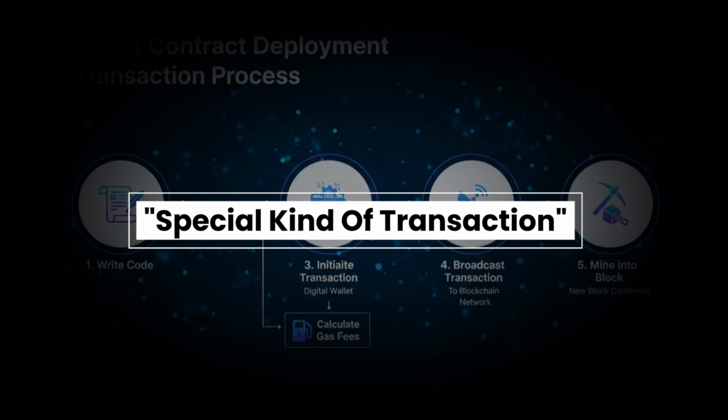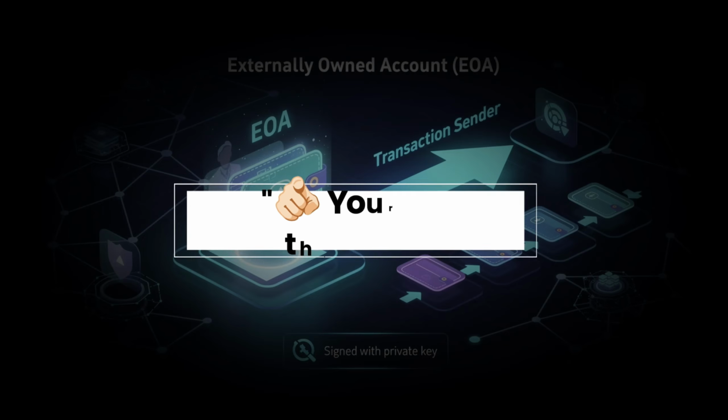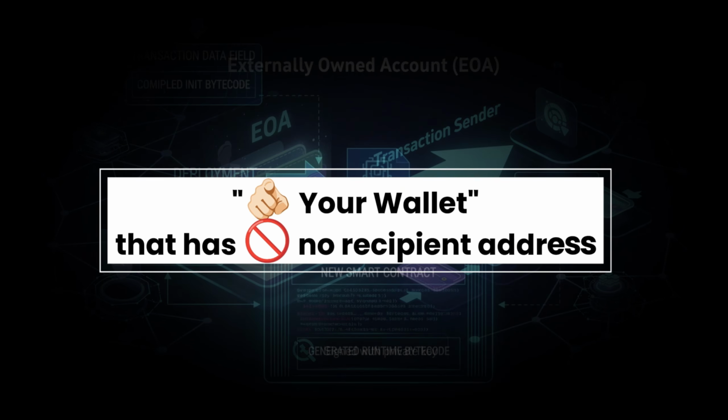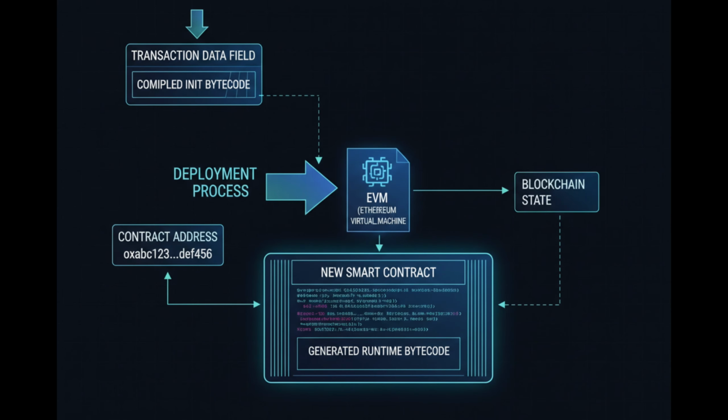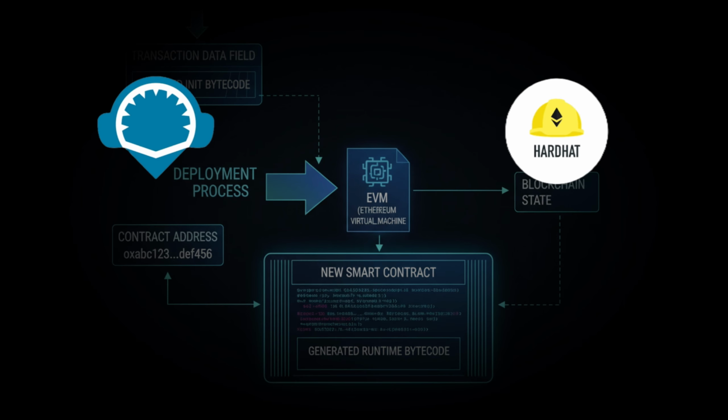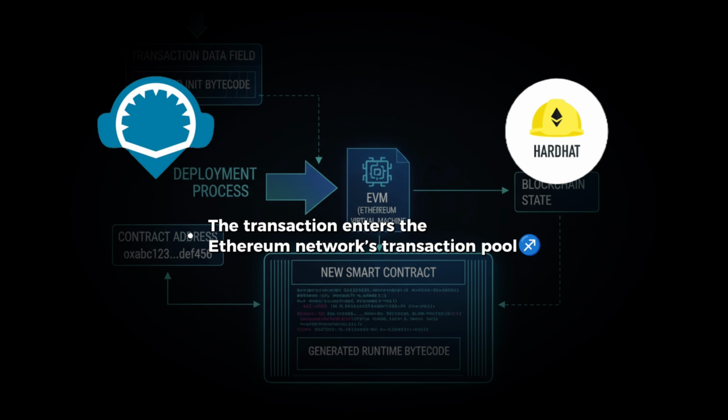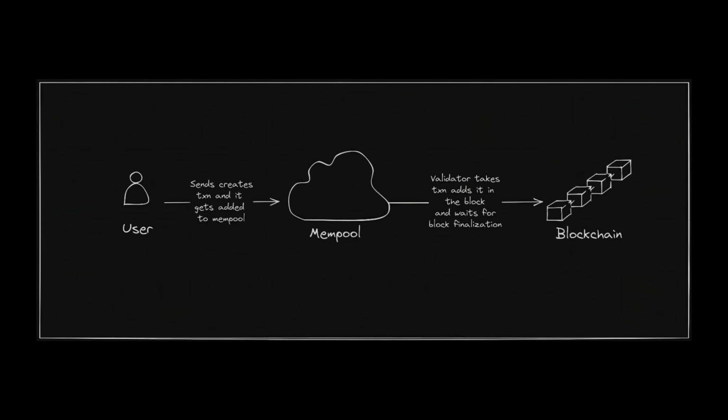Now let's look at how the transaction is formed and broadcast. A contract deployment transaction is a special kind of transaction from an externally owned account, your wallet, that has no recipient address. Instead, it carries the compiled init bytecode in its data field. When you deploy in Remix or Hardhat, that transaction is crafted and sent out. Once created, the transaction enters the Ethereum network's transaction pool, mempool. Miners or validators, after Ethereum switched to proof of stake, then pick it up, include it in a new block, and begin executing it. The EVM processes the init bytecode as part of that block.